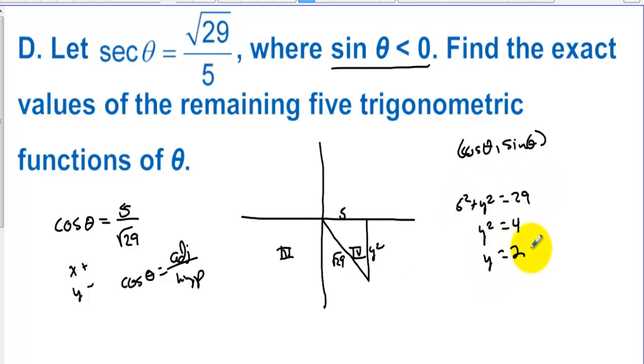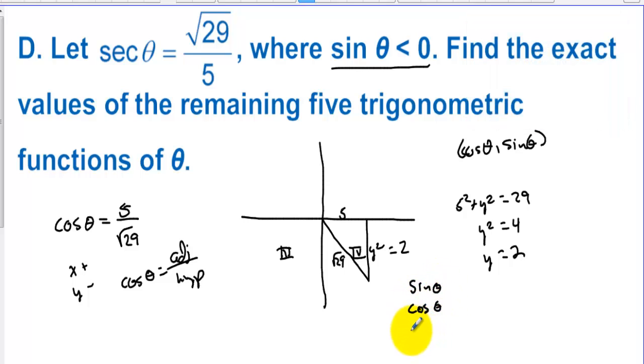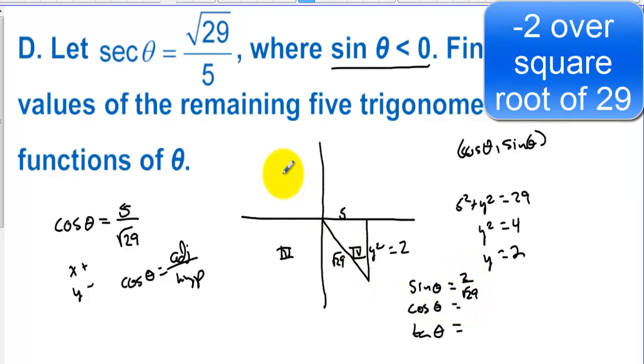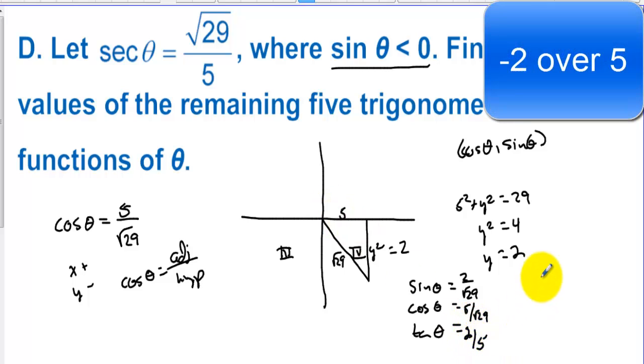So y is 2, and we need sine of theta, cosine of theta, and tangent of theta. Well, the sine is going to be opposite over hypotenuse, which is 2 over √29. Cosine, we know that is 5 over √29. And now tangent is opposite over adjacent, which is 2/5.